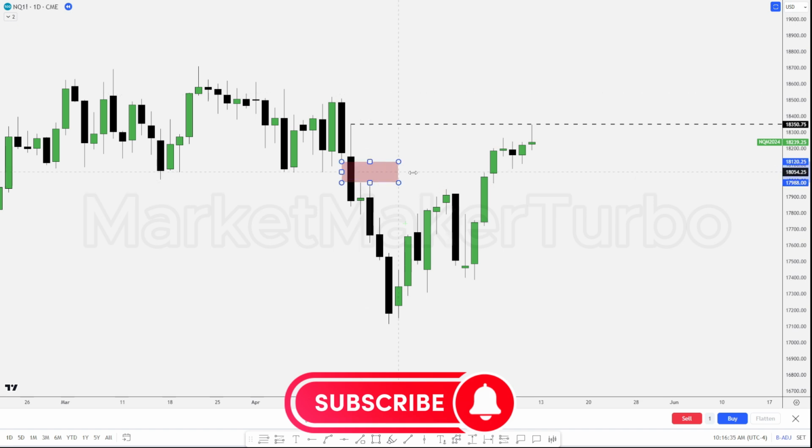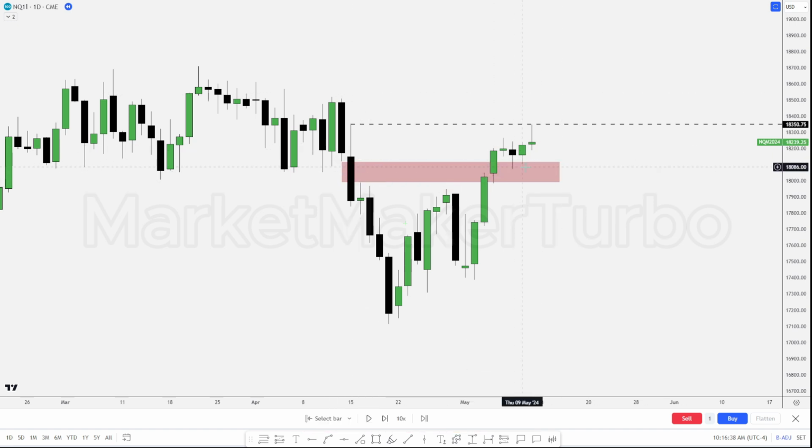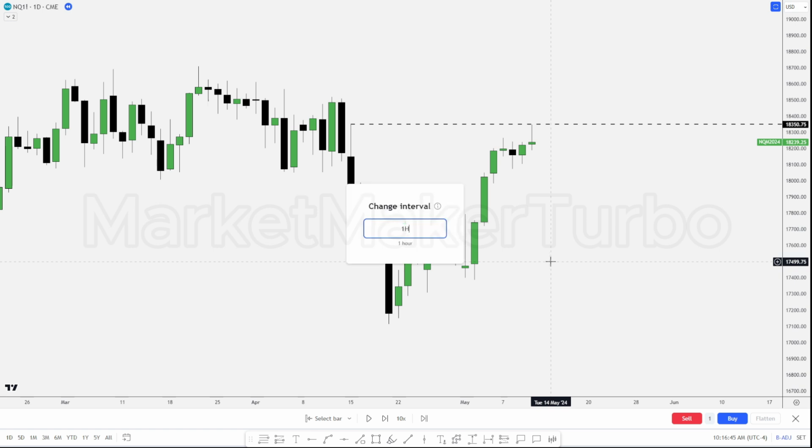Also, this inversion should keep price just hanging on that. I don't need this marked when I'm going down. So let's go to the 1 hour.